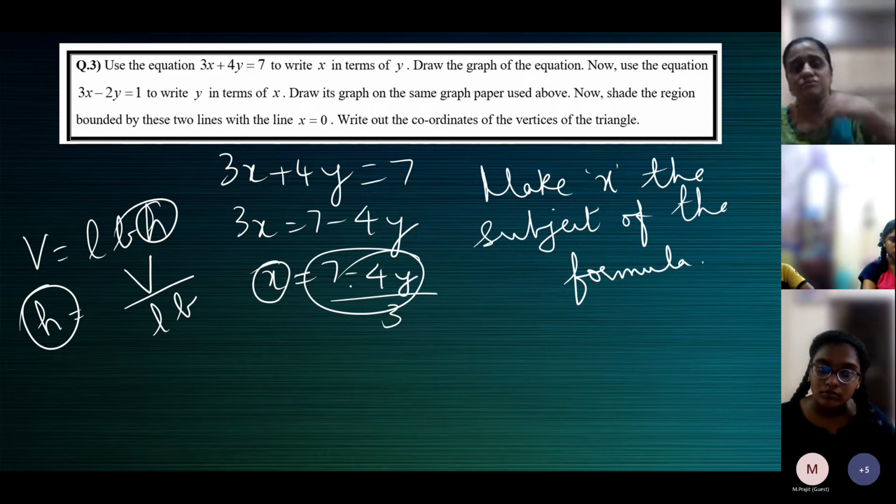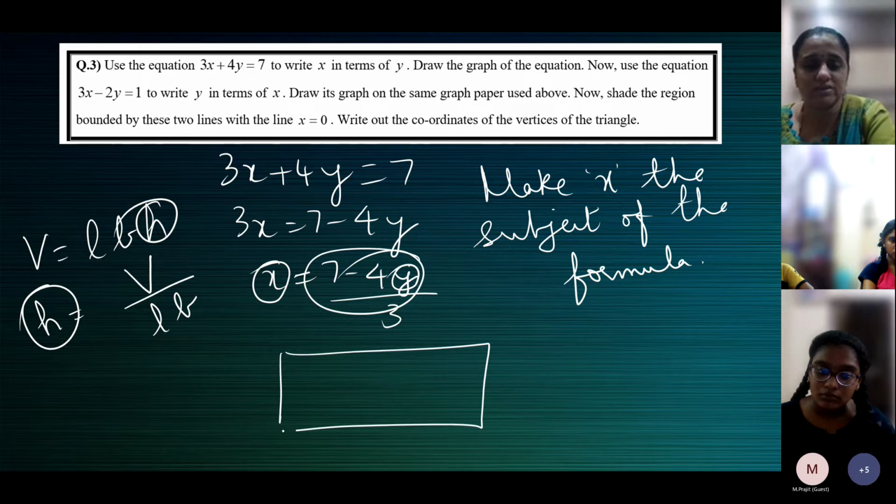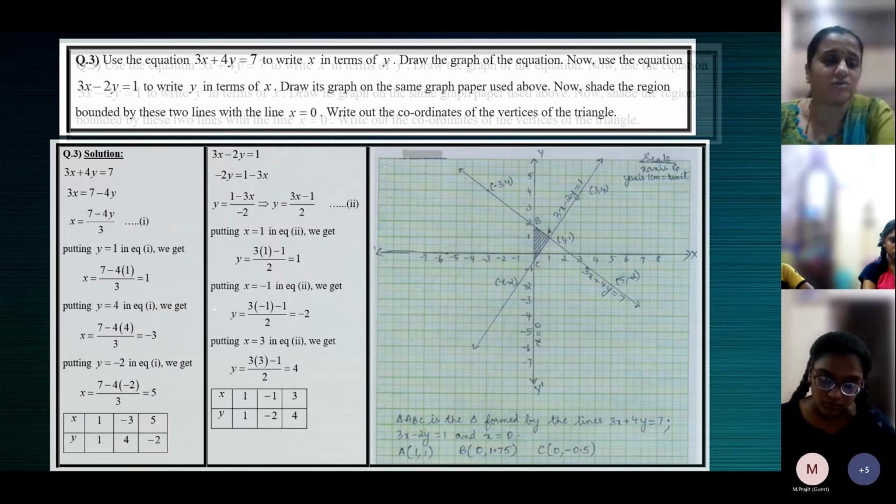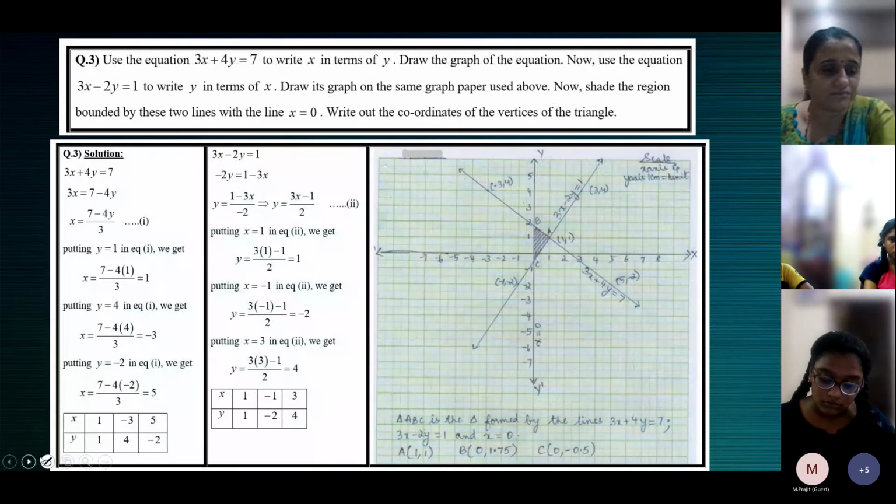All right. Now draw the graph of the equation. So what should you do? You must take different values and make the table. You must take different values for Y and find the corresponding values of X. So you can see here.